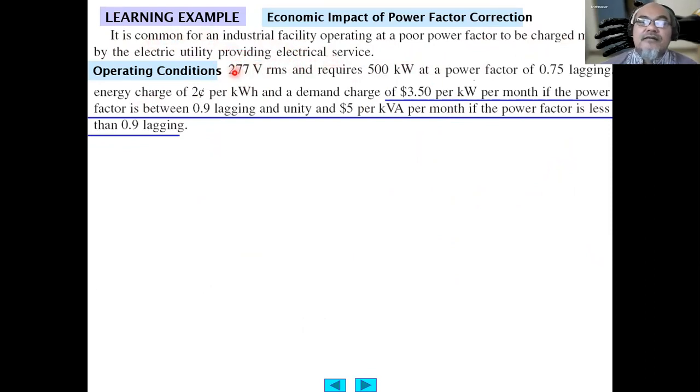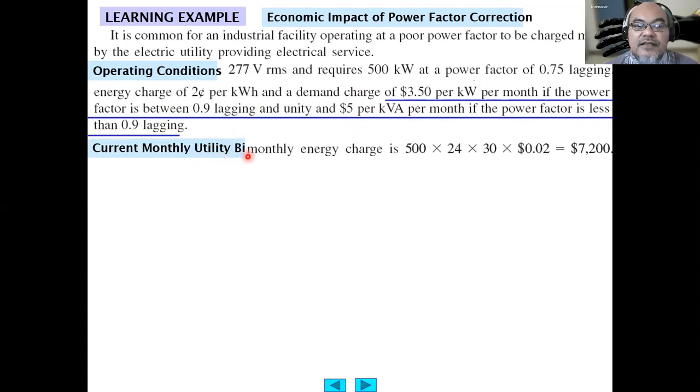For example, here, the operating condition is 277 volt RMS and it requires 500 kilowatt at a power factor of 0.75 lagging, so it is an inductive load. The energy charge is 2 cents per kilowatt hour and a demand charge of $3.50 per kilowatt per month of load if the power factor is between 0.9 lagging and unity, and $5 per kilovolt ampere per month if the power factor is less than 0.9 lagging.